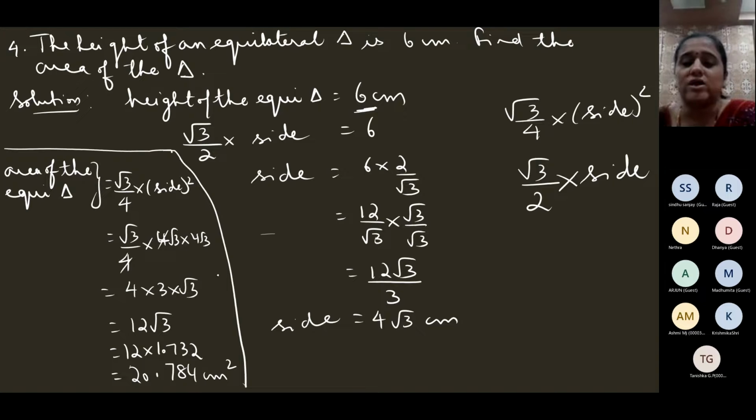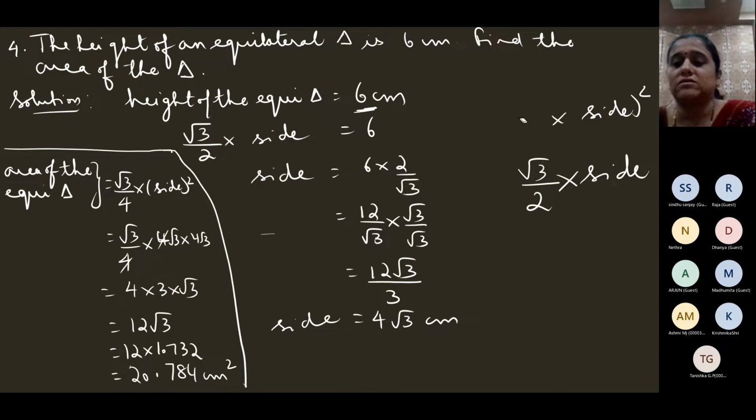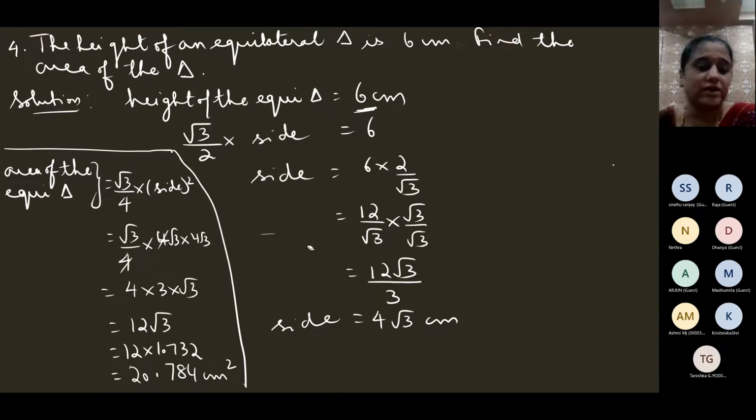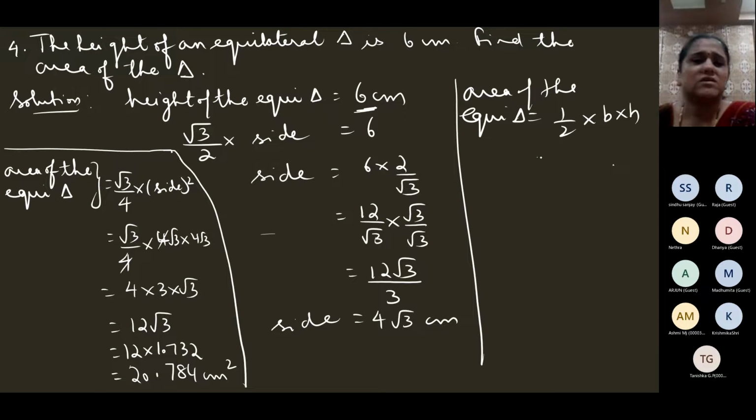Root 3 by 4 into side square, or as Sanjay asked, we can also use half base into height. You can also use the formula half base into height. See here, area of the equilateral triangle is equal to half base into height. Half base into height is for any triangle where you know the base and the corresponding altitude.